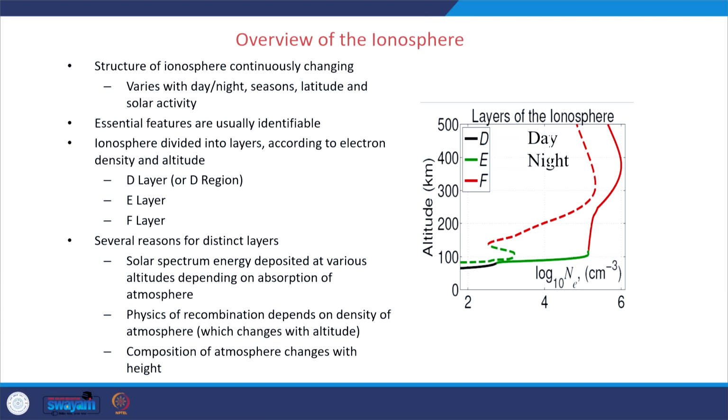So, now let us talk about why these layers exist, or why the electron density in these layers is different. Solar energy is deposited at various altitudes depending on the absorption of the atmosphere, how much absorption is happening, how much radiation is happening, or how much attenuation of the incoming solar radiation is happening. So, physics of the recombination.